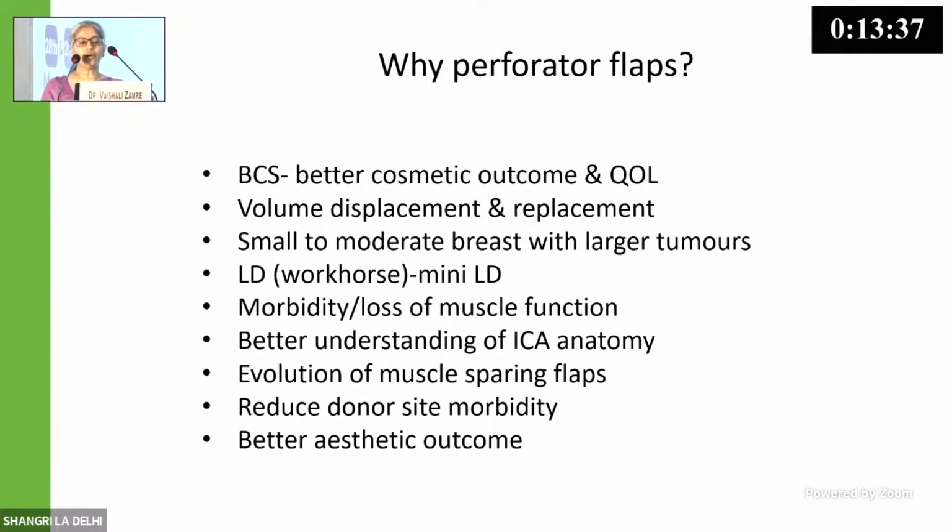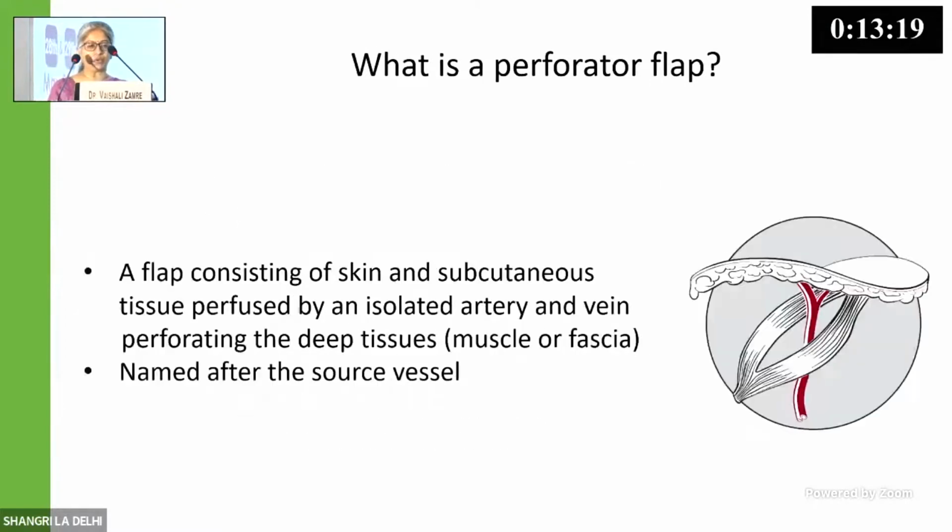the anatomy of the intercostal vessels, the plastic surgeons evolved the muscle sparing flaps, and these flaps then were incorporated into the armamentarium of an oncoplastic surgeon with the aim of reducing donor site morbidity and better aesthetic outcome.